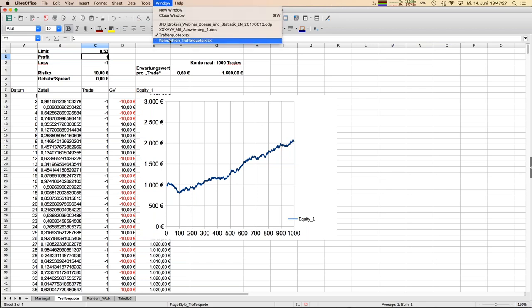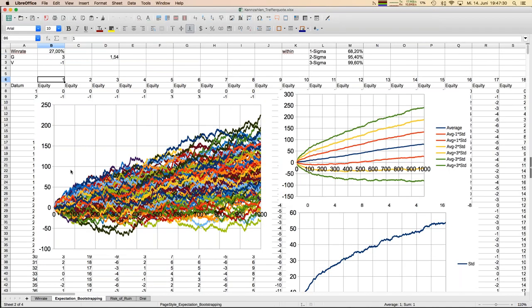I've done here another Excel sheet to illustrate that a little bit more. So what you see here is, it's quite colorful, yes, but what you see here is simultaneously 100 equity curves. All the equity curves follow the same statistics, so the same numbers. Win rate, in this case, 27. Average gain, 3. Average loss, -1. And you see what happens. There are lots of accounts which are, even after 1,000 trades, still in the minus. And that is only the outcome of statistics.